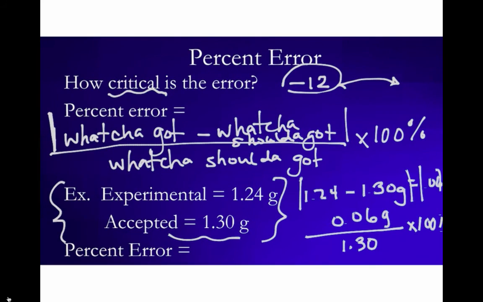So 0.06 divided by 1.30 is equal to 0.04615. But remember, this is our decimal. Multiply this by 100 to turn your decimal into a percent, and then put a percent sign behind it. So we have 4.6% error. And that seems not too bad. If you only had 4.6% error on your test, you would be making an A.